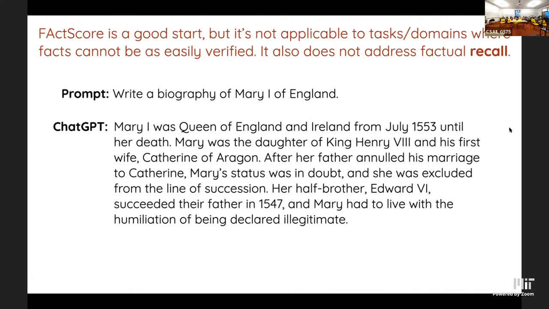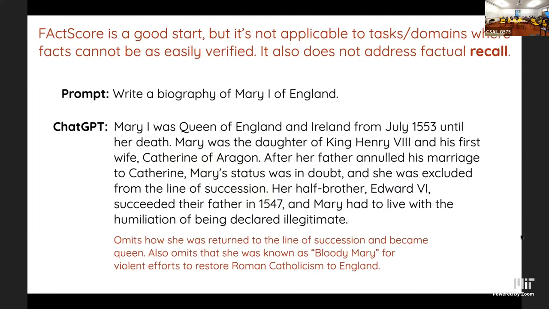I don't know. All right, so this FActScore method is a good start, but as I mentioned, we have only validated it on one specific task and domain. And it also has this issue where we're only measuring the precision of the generated facts. We are not looking at the recall. So this is a much harder problem. You can see here, write a biography of Mary I of England. Everything ChatGPT generates is true. However, it's omitting critical information about this person historically, that she was known as Bloody Mary for her efforts to restore Roman Catholicism to England. This would be in any biography of Mary I.